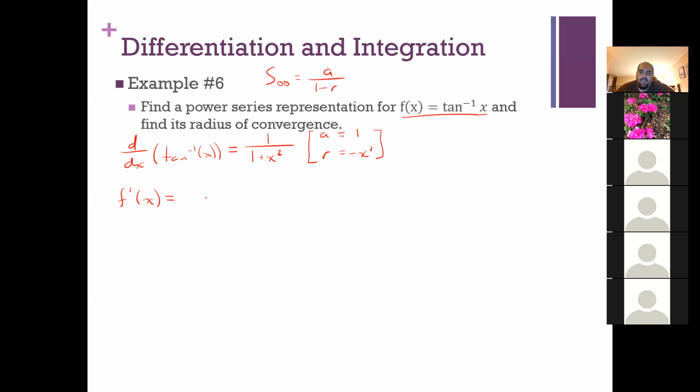So let's do this the opposite way. I know that f prime of x is going to be this series: 1 minus x squared plus x to the fourth and so on. So let's generalize this and then we'll take the antiderivative. I'm going to skip forward because we've already done this series, but this should just be negative 1 to the n times x to the 2n.